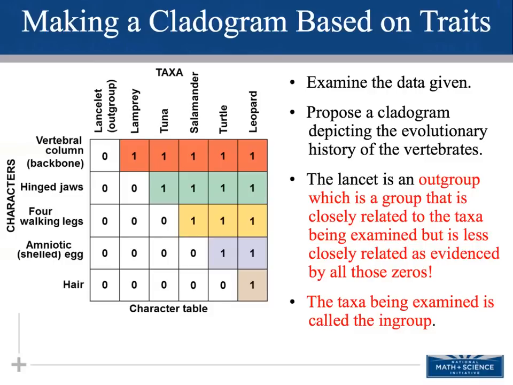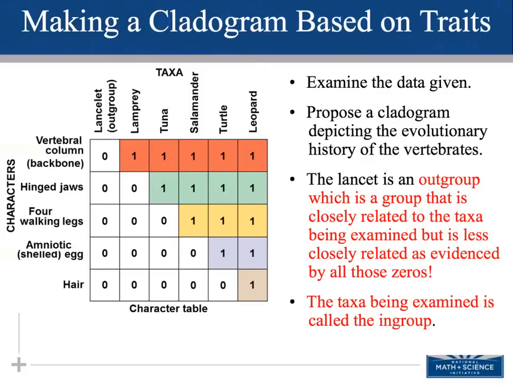All right, so like I mentioned, sometimes instead of percentages, you just get numbers. So this is what a table that represents that would look like, and this is how you would make a cladogram based on traits. So step 1 is always read the table, examine the data that you're given, and then you propose a cladogram based on what you get out of the table. So all these numbers just represent how many similarities and differences we have between the two. And we're looking at the following structures: a backbone, a jaw, 4 walking legs, an egg with a shell, and hair. And we are comparing a lancet, a lamprey, tuna, salamander, turtle, and leopard.